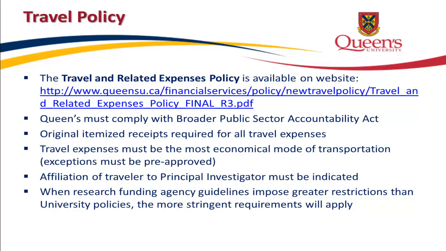When traveling for research purposes, the economy class should be used. Exceptions to this rule must be pre-approved. The affiliation of the traveler to the principal investigator must be indicated on the travel claim. Some research funding agencies may impose greater restrictions than the university policies. In these cases, the funding agency policies must be followed.